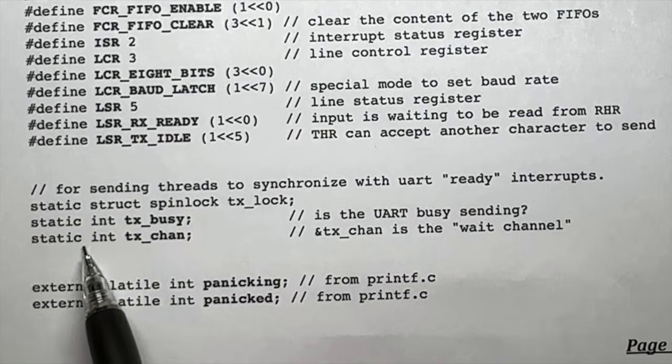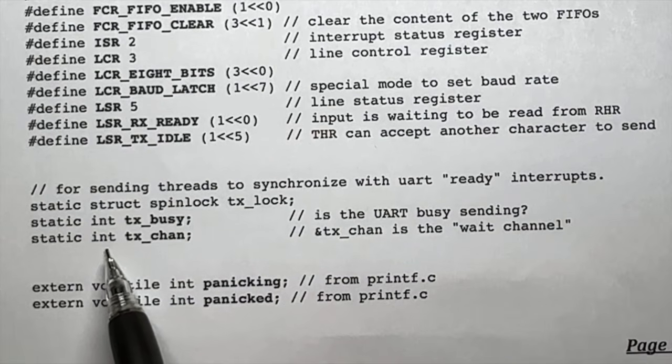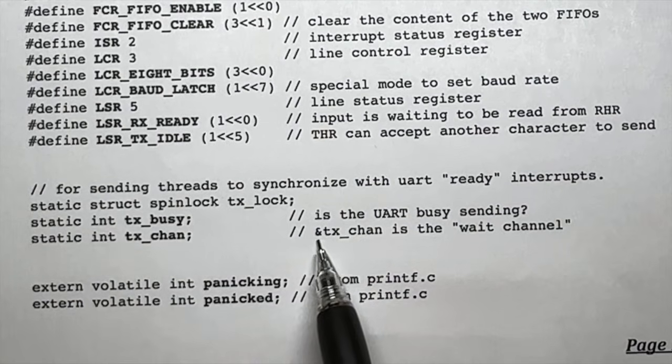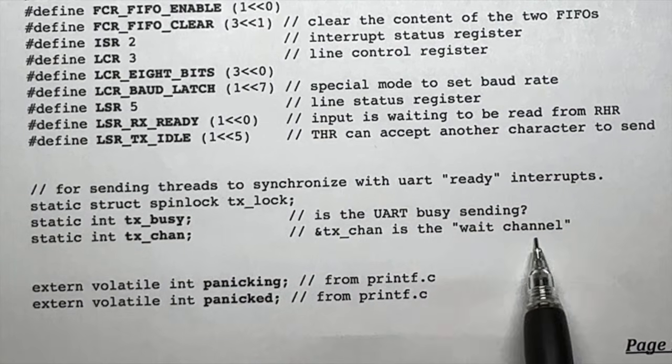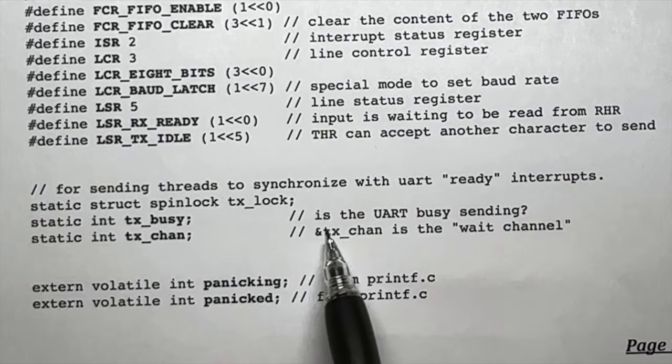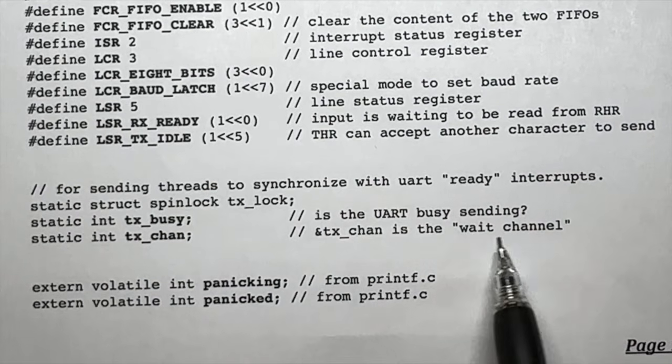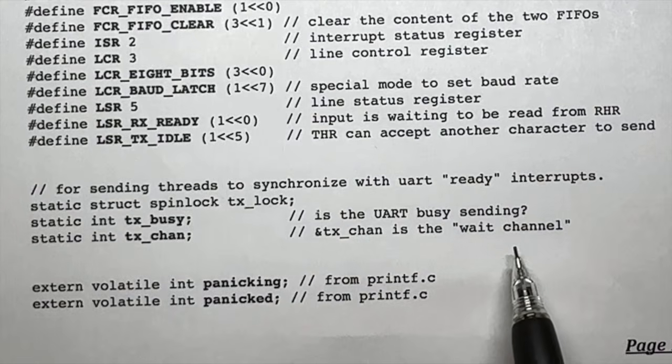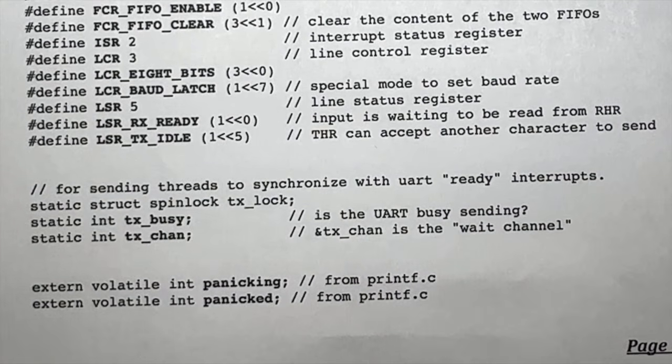It's defined as a variable, but we never use it that way. Nothing is ever stored into it. Instead, it exists only so we can use the address of this variable as the channel number on which we will be sleeping when the UART is busy sending and the txBusy flag is set to 1. So, whenever we clear txBusy to 0, we'll do a wakeup using txchan.